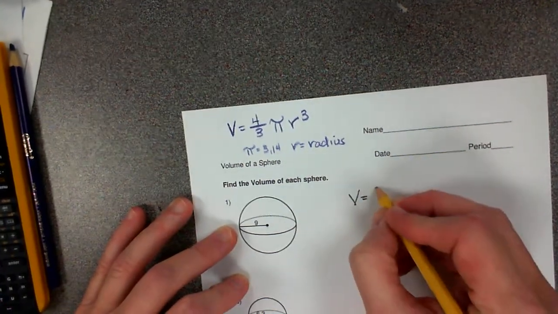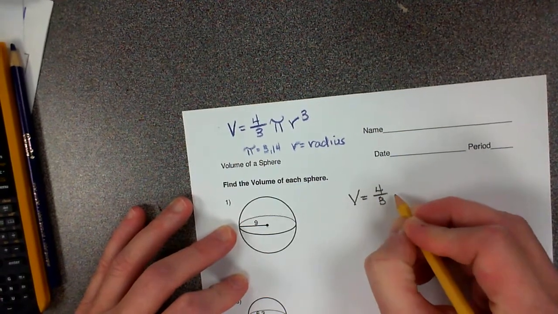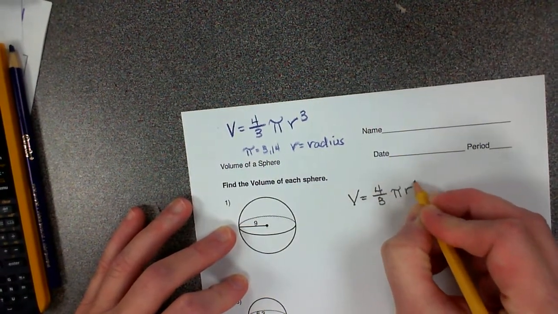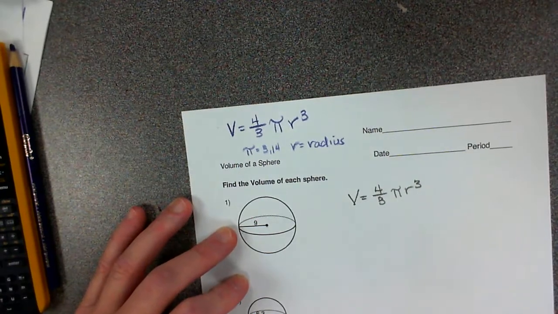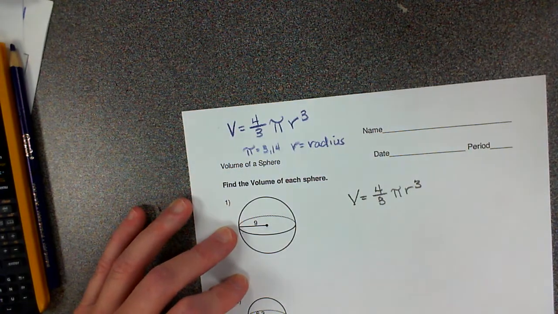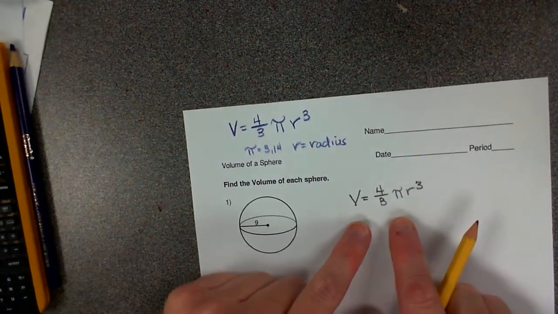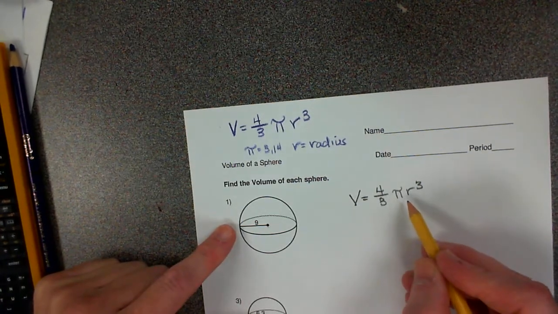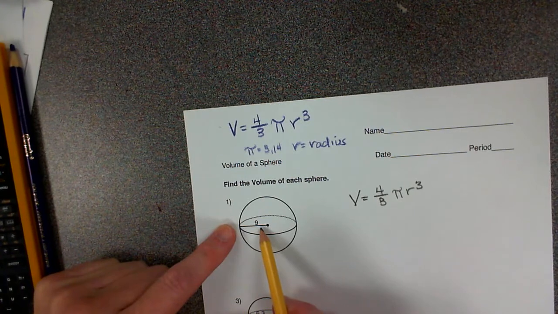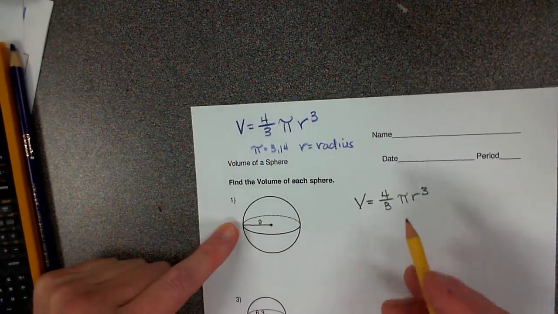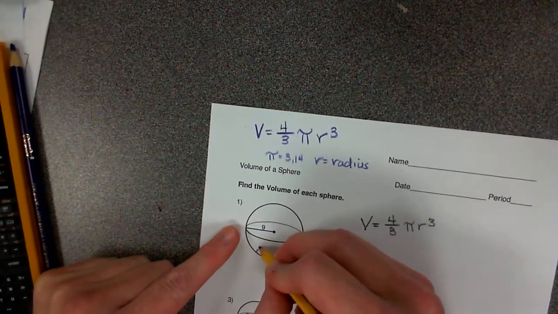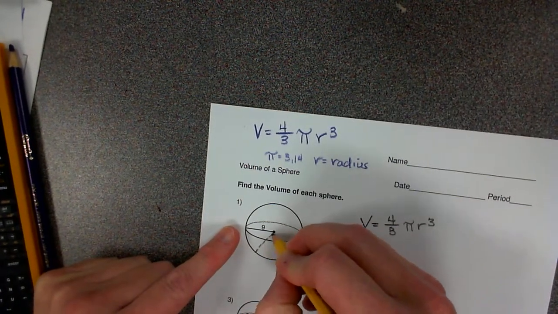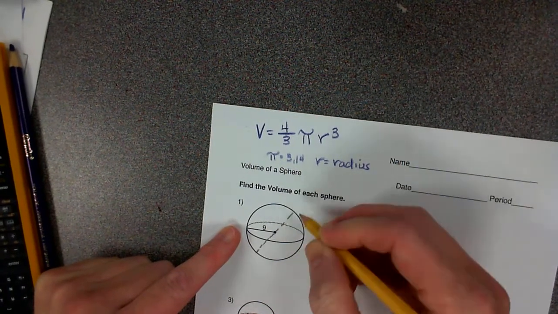So the first thing I'm going to do is write the equation. V equals 4/3 pi r cubed. And I'm going to need to bring in the information that I've been given. The only thing I'm really going to pull is the radius into the equation. It's fair game that I can give you the diameter, which is from one side to the other.